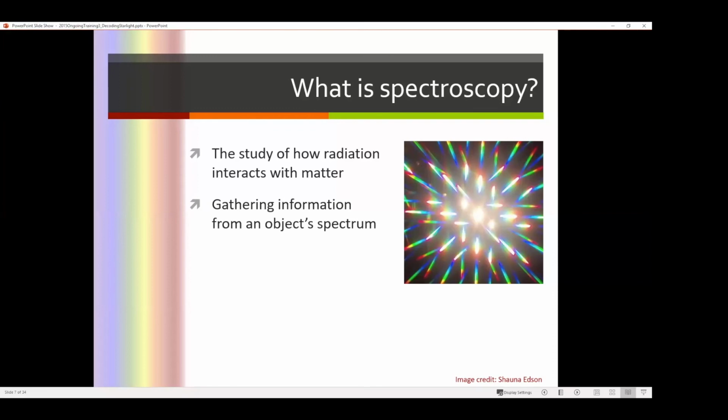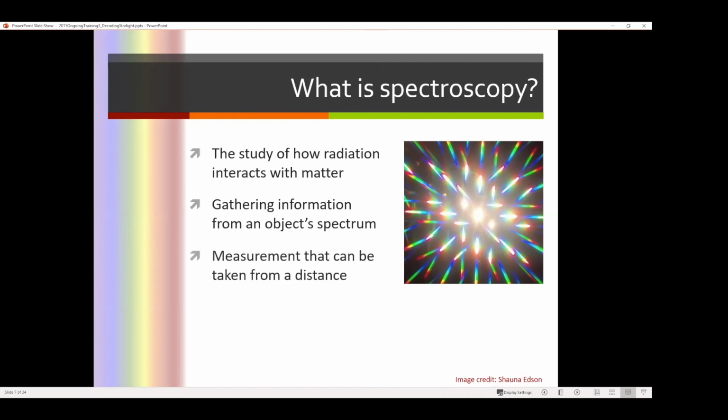So spectroscopy is all about gathering information from an object's spectrum. And there is an awful lot of information in there. That's why we refer to decoding Starlight in the Discovery Station. The Starlight has a spectrum. That spectrum has coded information. And when we pull that information out, we can learn an awful lot.